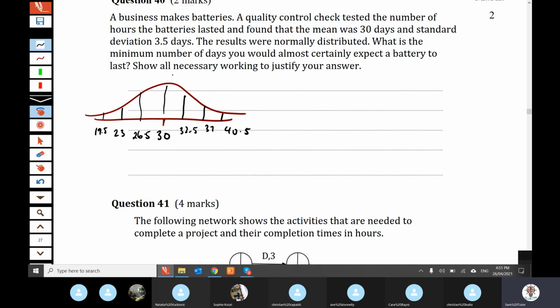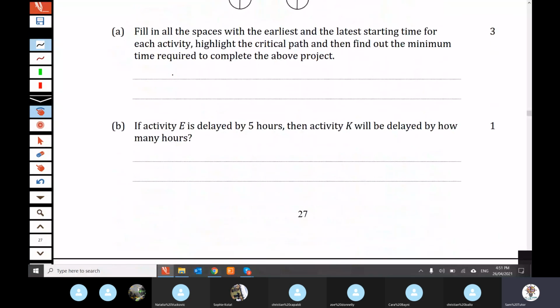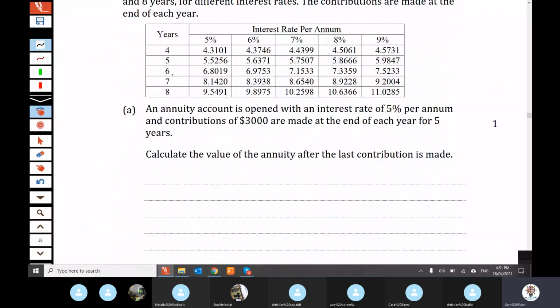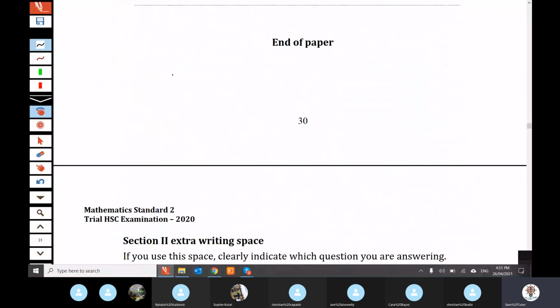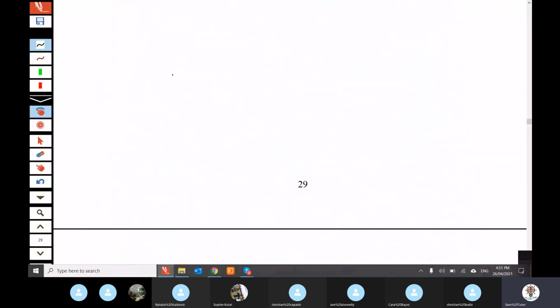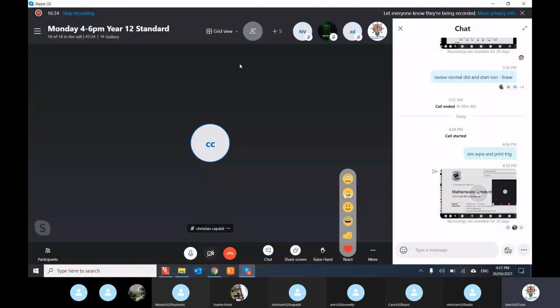It is almost certain that a battery will last at least 19.5, or they would have accepted 20 days. So one or the other. Obviously, I think I would have said 19.5. Is that okay? Move on. Anything else? Nope, that's it. A lot of networks, if you've seen in this paper. Yeah, it was a huge question.